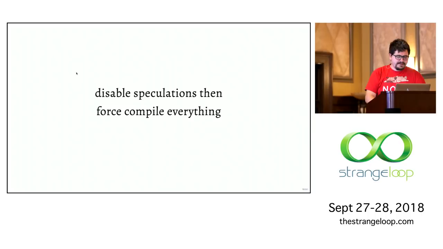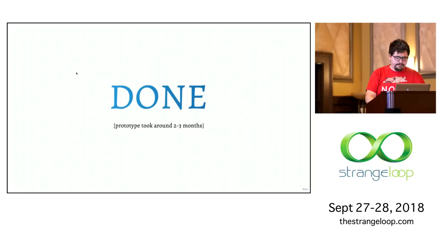Well, the solution, again, is very simple. You just disable all the speculations you can find, and then you force compile everything starting from the root, like main, and then you go around and touch everything that can potentially be executed. It was actually a very fast thing to do, because we already had so many pieces in place, and we had this powerful compilation pipeline. So in only two to three months, we had an AOT compiler in hand, and we could run stuff on iOS. Of course, in reality, it took another probably four to six months to make a real product out of it.